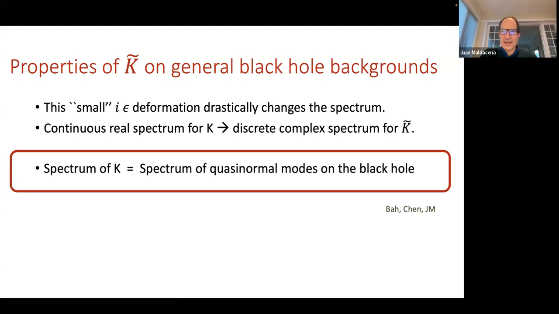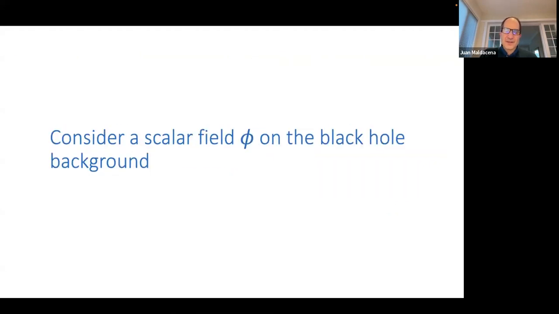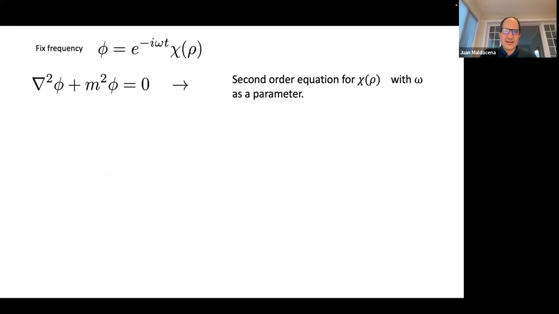I'd like to explain this a little bit. The next transparency is explaining where this comes from. It just comes from doing the calculation, and you find that the equations that determine the spectrum are the same as the equations that determine the quasi-normal modes. I'm not sure if you should have expected this from the beginning, but this is what turns out to happen. We understood that by considering the scalar field on the black hole background.